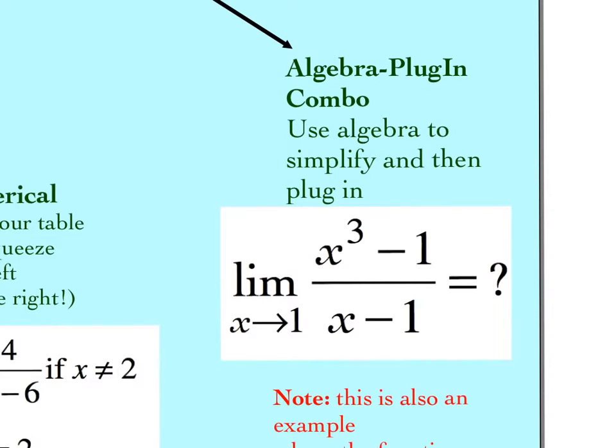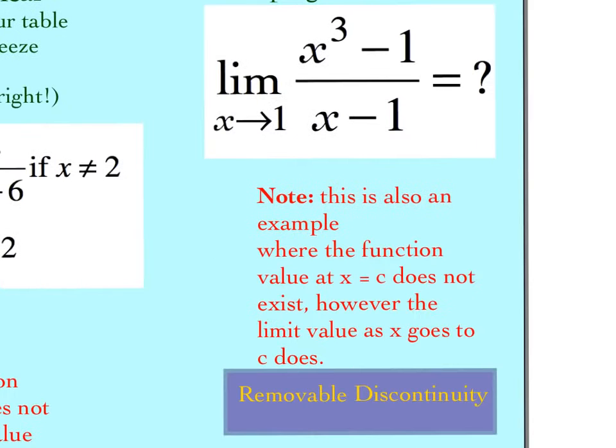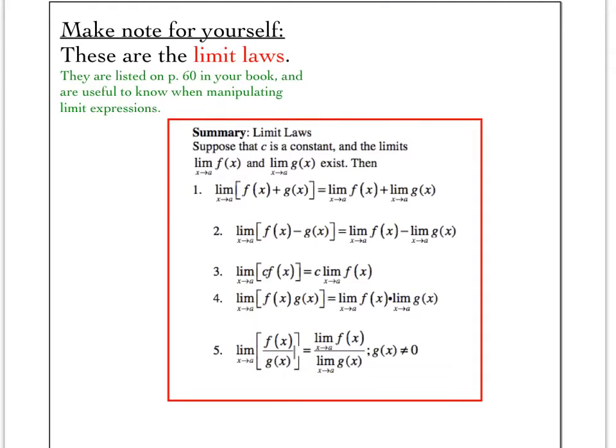We could also use an algebra plug-in combination where we'd use algebra to simplify. This is a difference of cubes. Factor out the x minus 1 and then plug in 1. We have a hole at 1, and this is a removable discontinuity. So it's an example where the function value at x equals c does not exist. However, the limit value as x goes to c does. A reminder, we went over this in the last lecture on limits.